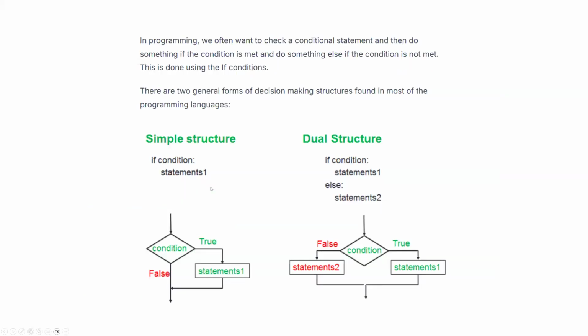In programming, we often want to check a conditional statement and then do something if the condition is met, and do something else if the condition is not met. This is done using if conditions. So we generally call the structure an if-else structure, and we have two general forms for decision-making structures. As you see in this part, we have the simple structure, and in the second part, we have a dual structure. If you have just one result, which is related to a specific condition, we apply this part.